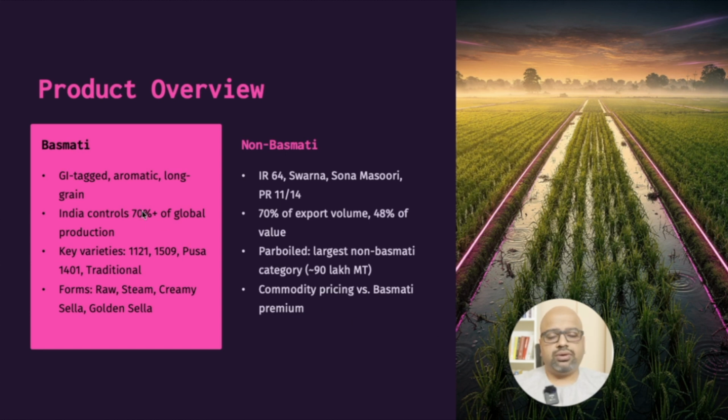So here we have something called Basmati and non-Basmati rice. Basmati has already been GI tagged for India, so you can start exporting that. You have 70% of the global control, that's all that's being produced. And in Basmati rice, you have varieties. It's not one single rice or one single variety. You have a lot of it.